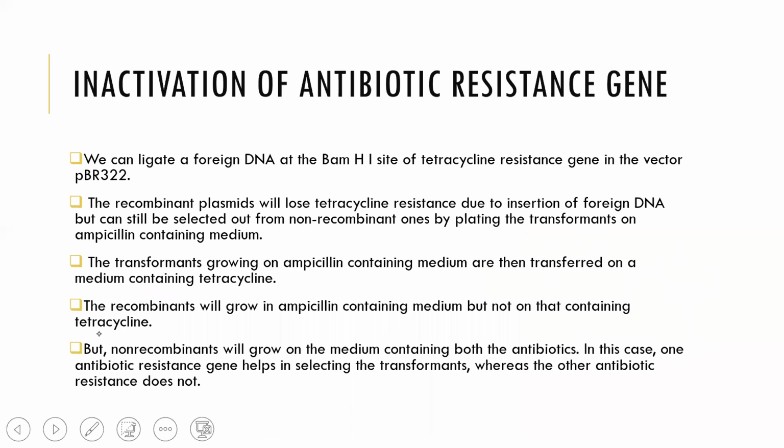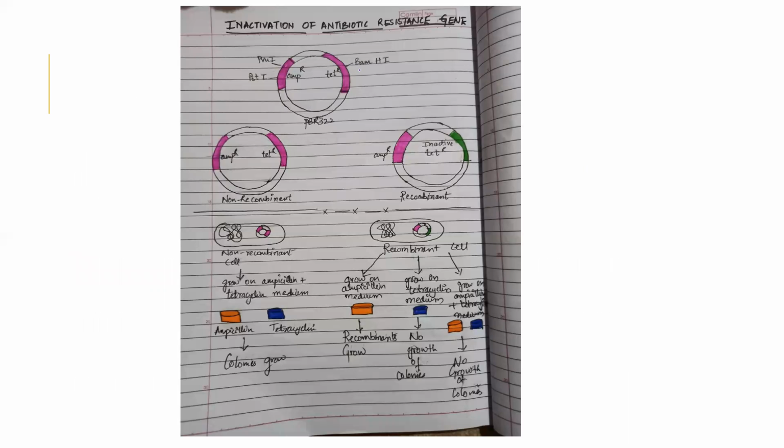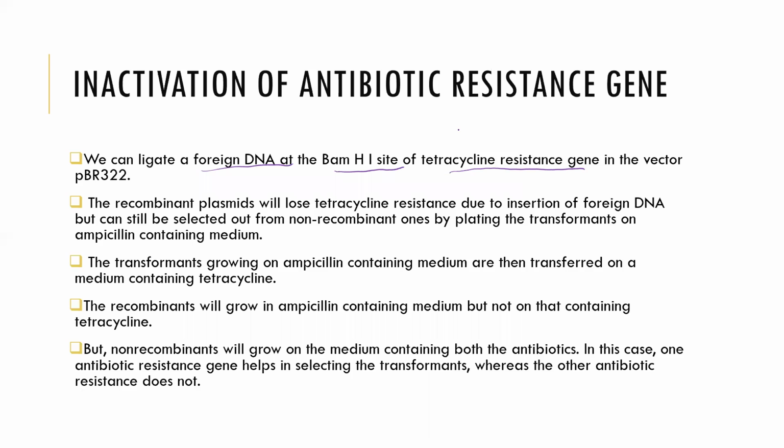Now we'll go to the text and understand it nicely. So we can ligate a foreign DNA at the BamHI site of the tetracycline resistance gene. This is referred to as the BamHI site, and here we are incorporating a foreign DNA. So this green colored part is referred to as a foreign DNA.